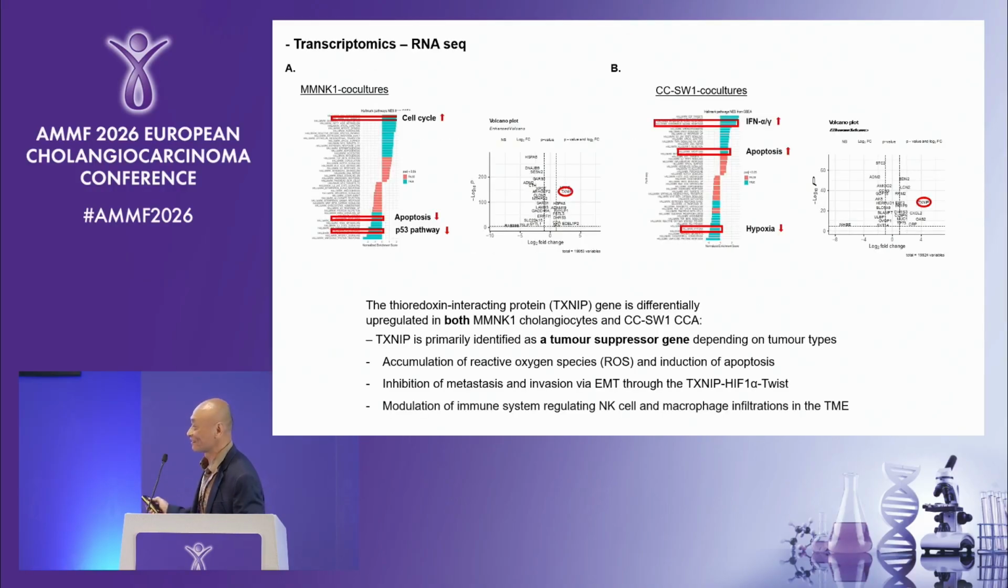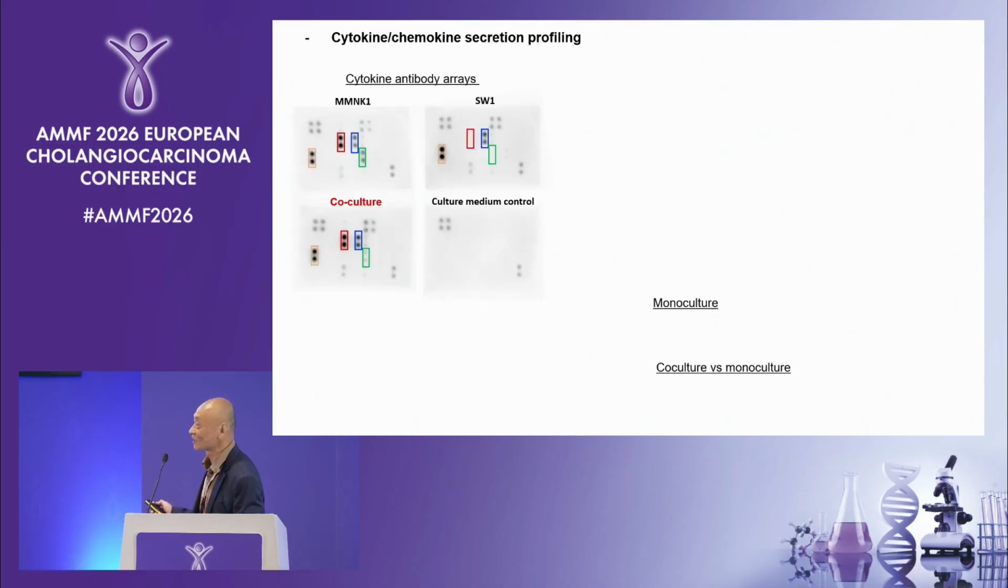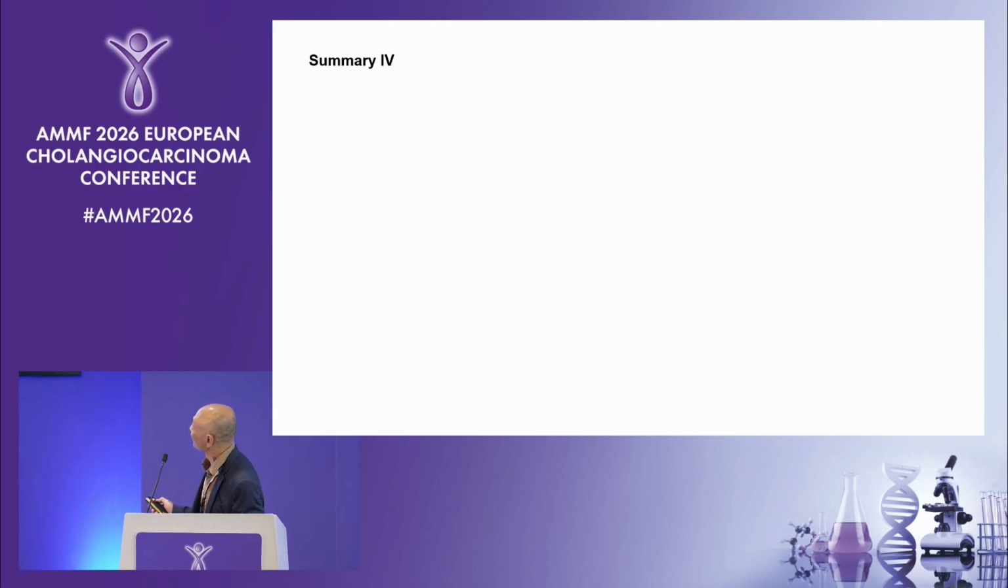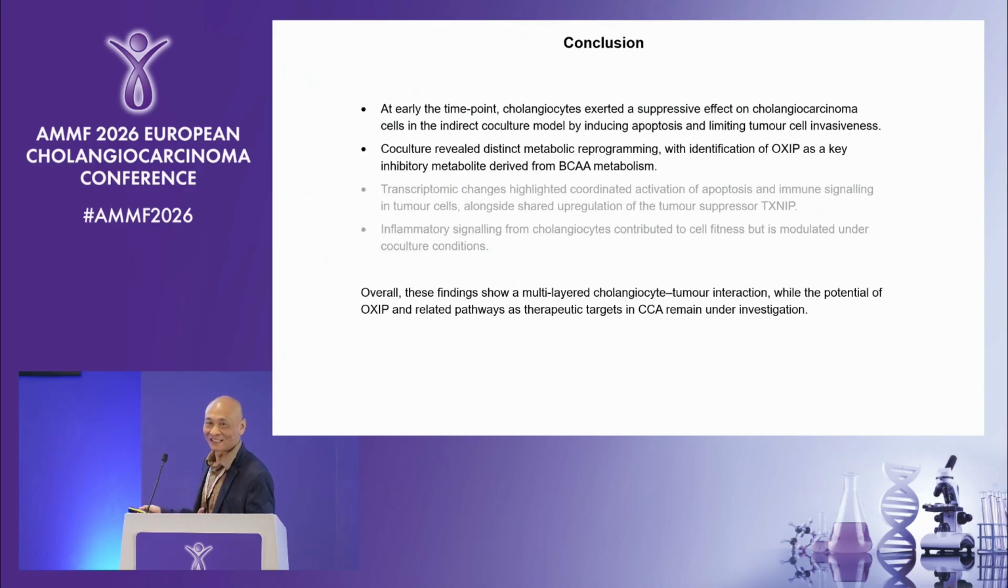As for the transcription profiling, I think I have run out of time, so I'll skip to the conclusion, and hopefully I will present more about this in a complete study in the future. Overall, these findings show multiple layers of cholangiocyte and cholangiocarcinoma interactions, while the potential is that OXIP and its related pathways may be therapeutic targets in our models, but I don't know how effective it would be in other models. So we will continue to investigate it.